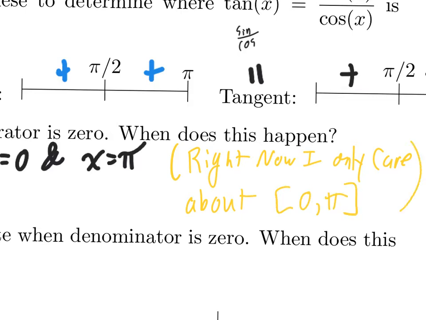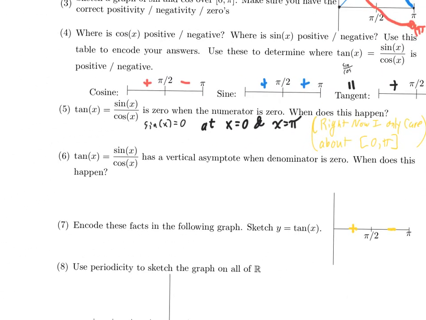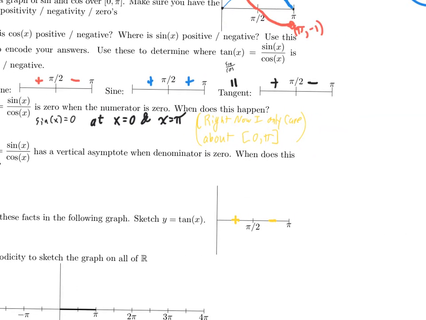Well, right now I only care about the interval from 0 to pi. That's why I didn't list negative pi or 2 pi or anything more extreme than that. So let's indicate that. Tangent of x is 0 when x is equal to 0 and is 0 when x is equal to pi.